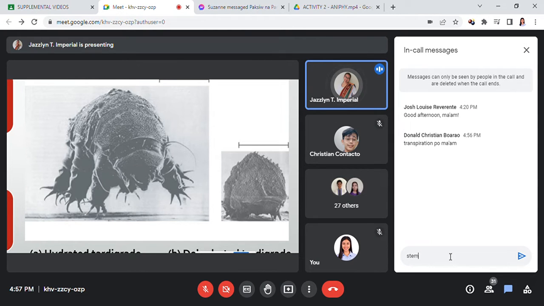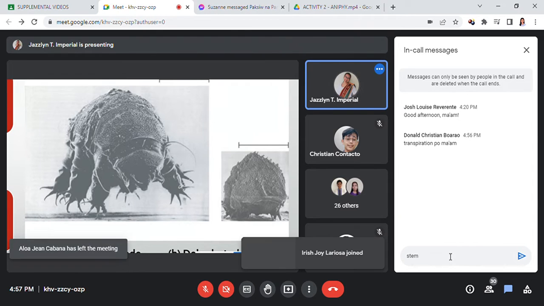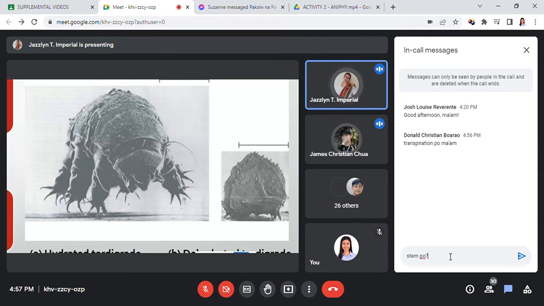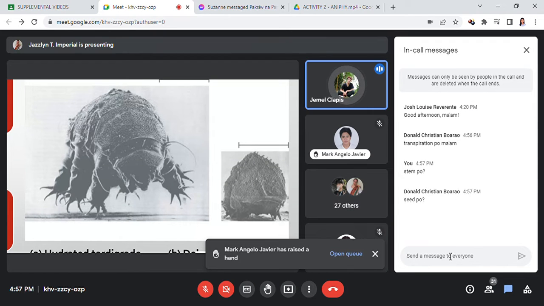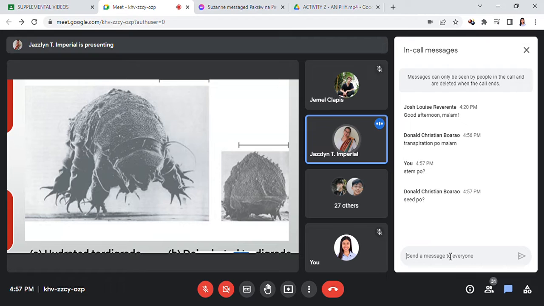Okay, punta tayo kay James, ang pag-asa ng Block B. Okay, James. Do you have an idea? Which part of the plant can undergo dormancy and survive hundreds of years even in a dormant state? Hindi ko din po alam, but try ko lang. Leaf? Sige, malalaman mo ang sagot. Seeds po, ma'am? Correct. It's the seed. Jamel, you're correct. You have saved Block B.